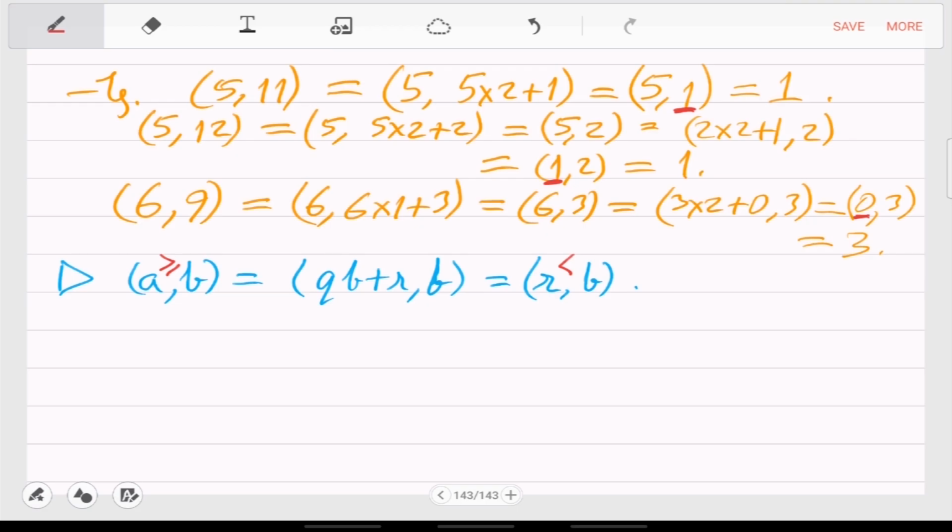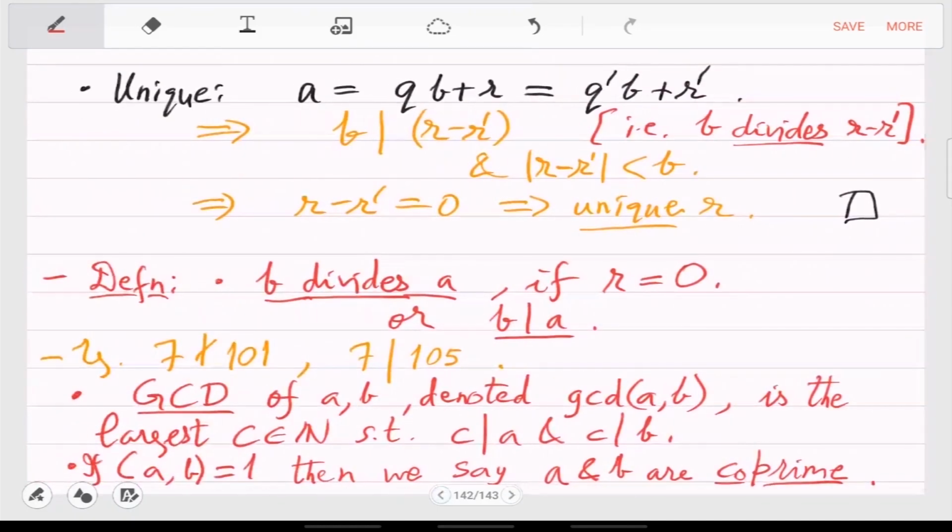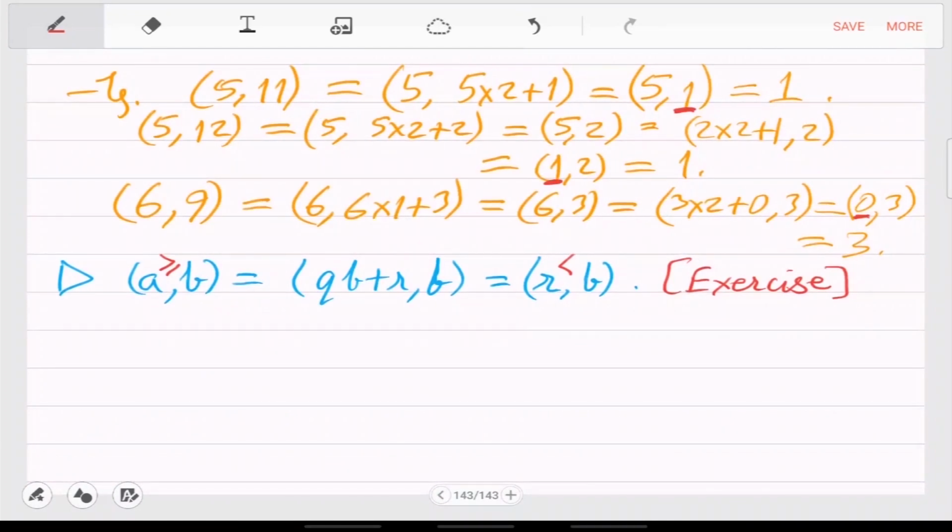So this is the recursive call. It's a recursive algorithm. You can prove this as an exercise. There is some proof needed because the GCD was defined via the largest C that divides both. So when I drop QB, you have to argue that the largest C that divides R and B is the same as the largest C that divides QB plus R and B. Right? So that's a one-line proof that you have to write.